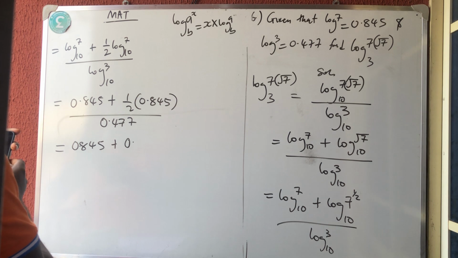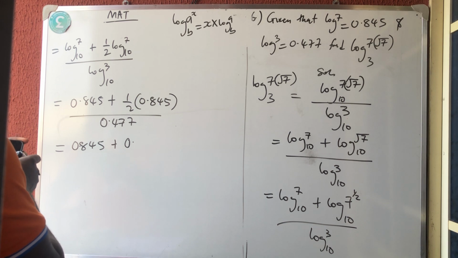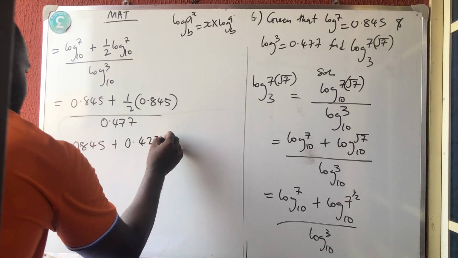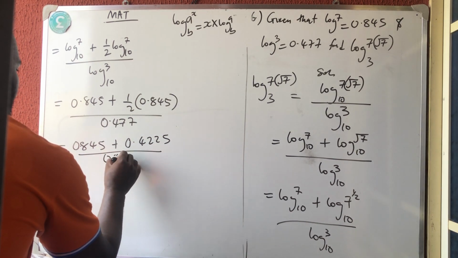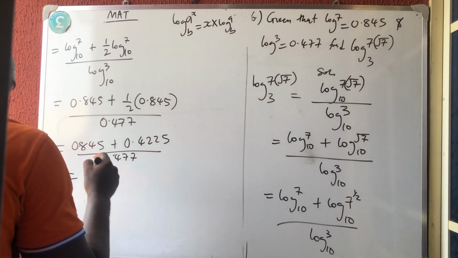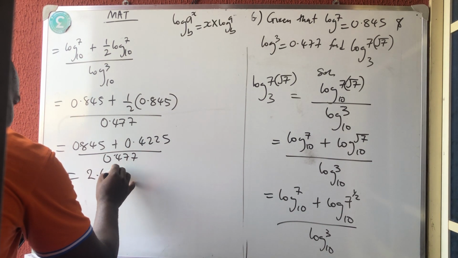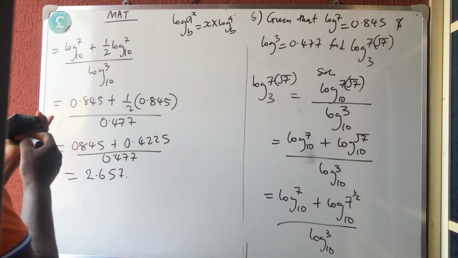Let's do it. 0.845 divided by 2 gives me 0.4225, all over 0.477. So if you add everything and divide, you will have 2.657. As simple as that.